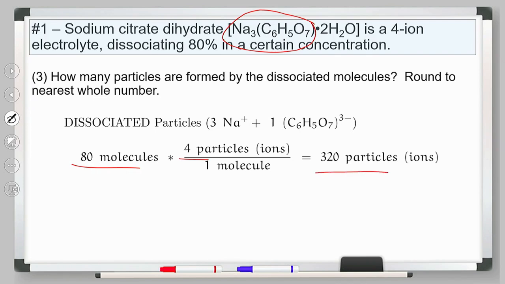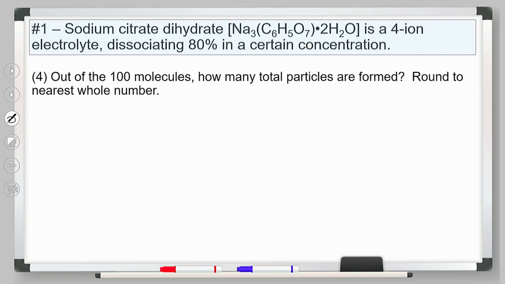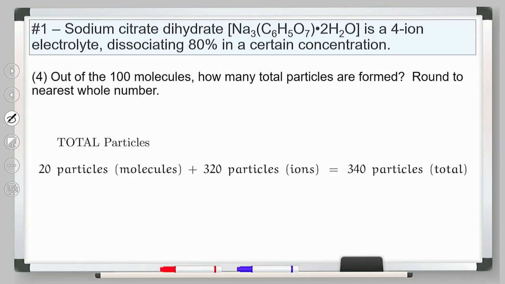And those are the particles coming just from the dissociated molecules. All right? So then if the question is how many particles total will you have floating around in this solution when you start with 100 molecules, well, you get the 20 particles from the undissociated and the 320 particles from the dissociated molecules, which gives you a total of 340 things floating around.